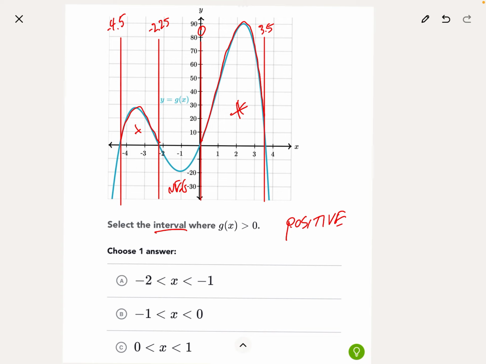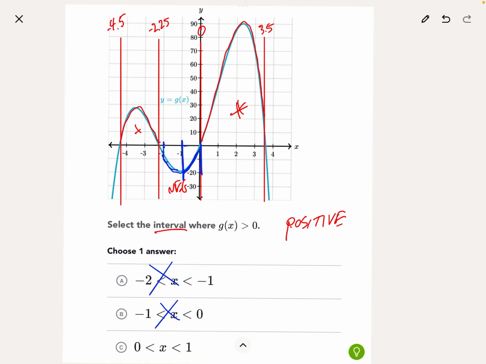So let's look at the answers and see which one is the right choice. From negative 2 to negative 1 would be right here. You can see that this piece is negative, so that's not what we want. We want a positive piece of the graph. From negative 1 to 0 would be here over to here, and that means we'd be looking at this part of the graph. That's also negative. So that means our answer has got to be choice C.